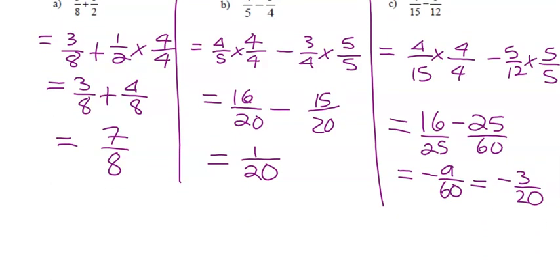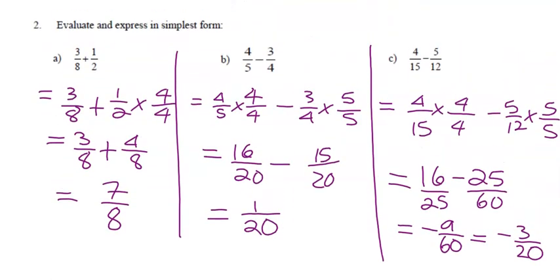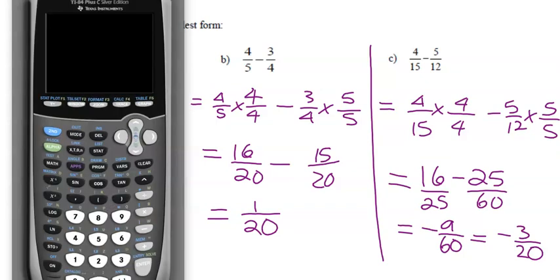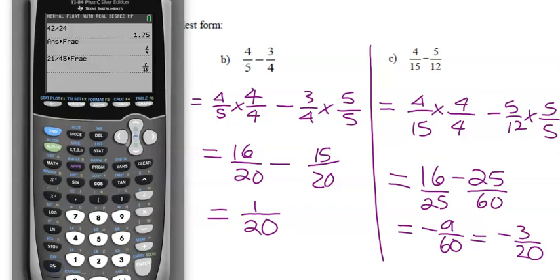Okay. Now, if it is, we just do it on our calculator, right? 4 divided by 15 minus 5 divided by 12, math enter. This will do fancy fractions, but you all don't have a fancy fraction calculator, but you can always do this. I'm just going to bracket 4 divided by 15, bracket, minus, bracket, 5 divided by 12, bracket.